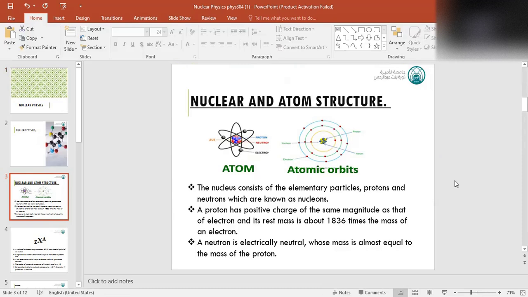Protons have a positive charge of the same magnitude as the charge of the electron, and its rest mass is about 1,836 times the mass of the electron. The neutron is electrically neutral, whose mass is almost equal to the mass of the proton.